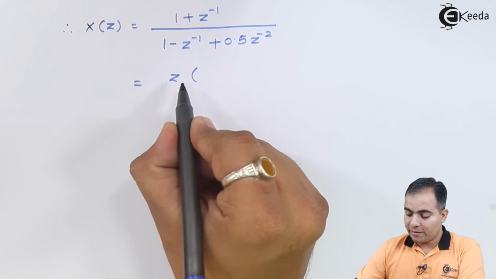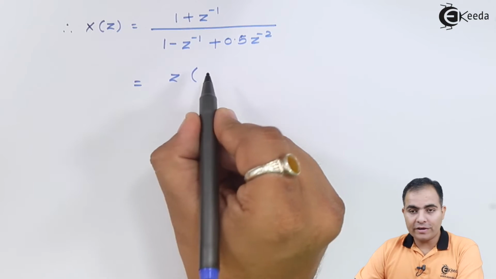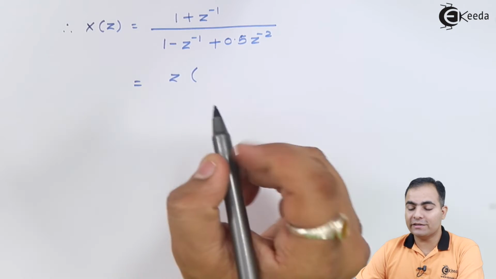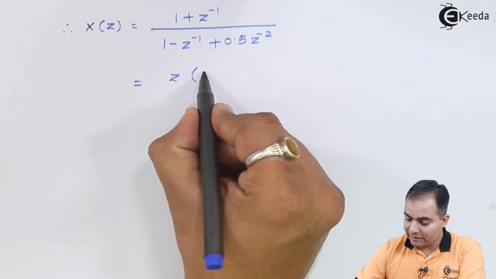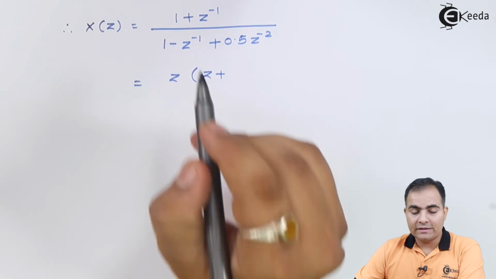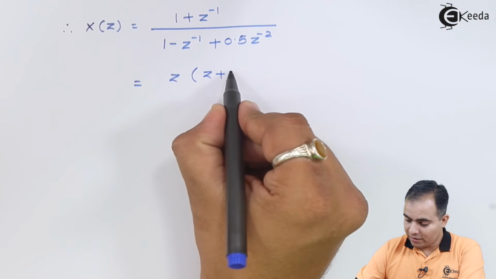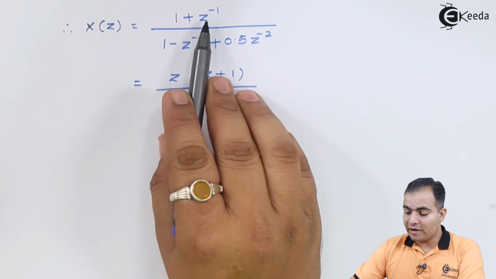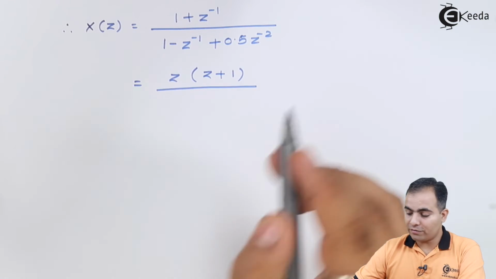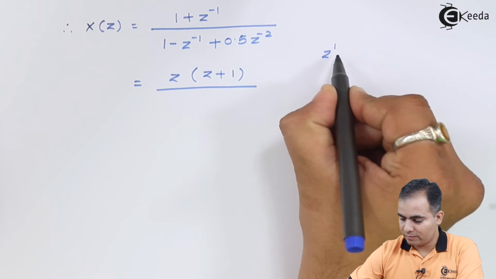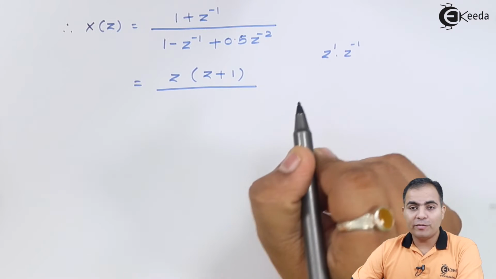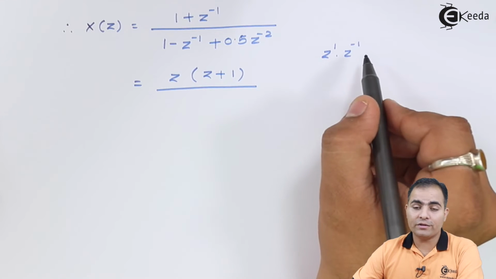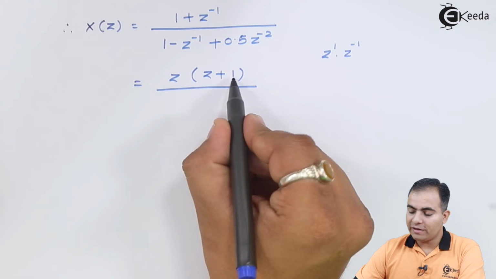So first of all, I'm going to split z in two parts for the numerator. The first z I will keep outside the bracket, and the second z I will multiply inside the bracket. So 1 into z is z, but z into z inverse, the answer is 1. The reason is, if I multiply z with z to the power minus 1, what will you get? Here the bases are the same, so powers get added, and 1 minus 1 is 0, and z to the power 0 is always 1. That's why here I have written 1.